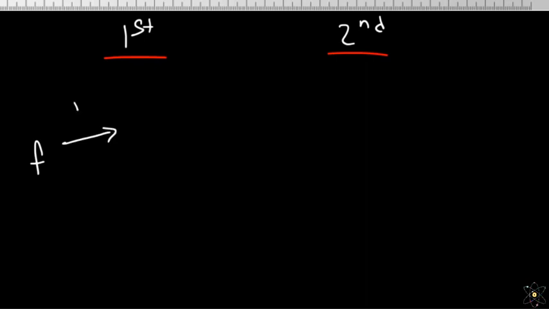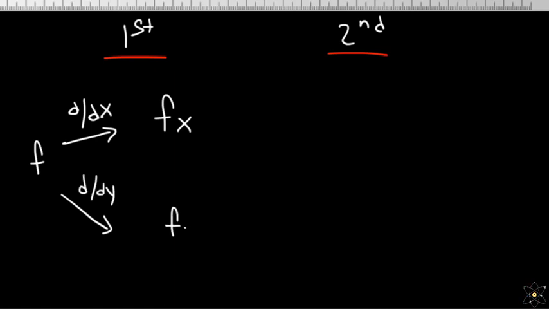So let's talk about the difference between the first derivative and the second, and the different forms in which they can come in. So let's say we have our original function f. If we differentiate f with respect to x, we can get the first derivative with respect to x, which is known as fx. We could also differentiate f with respect to y, and we'll get the first partial derivative with respect to y, which is known as fy.